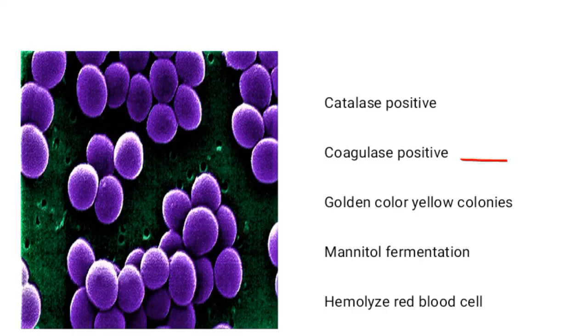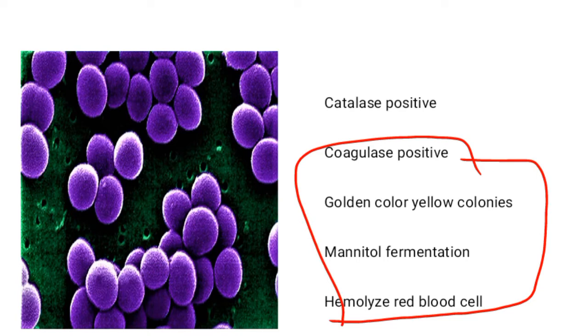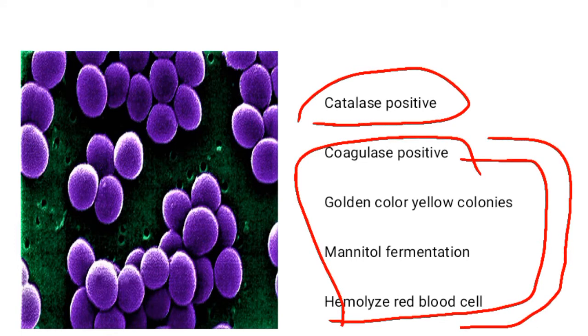One very important point you must keep in mind is that all these characteristics are only shown by the Staph aureus species, not other Staph species. All the Staph species are catalase positive, but only Staph aureus has these characteristics. These are the distinguishing characteristics of Staph aureus.